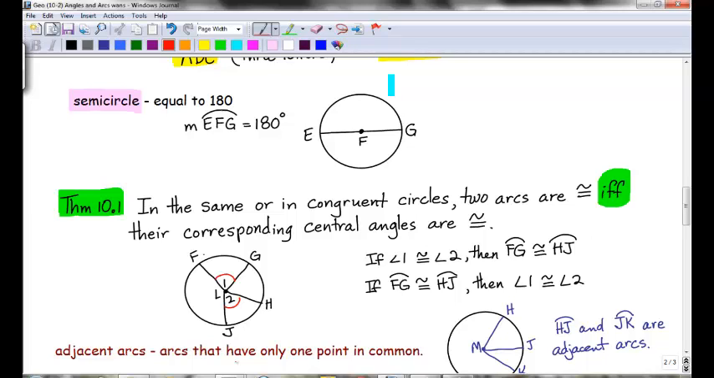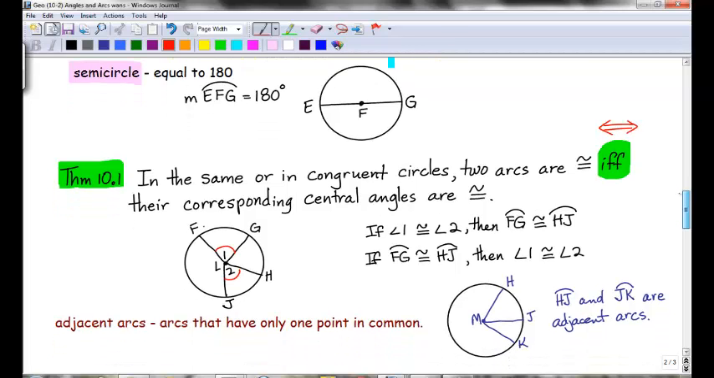It works both directions. Some teachers will do it like that. That means it goes both ways. So if arc FG is congruent to arc HJ, then angle 1 is congruent to angle 2. And you're going to use that when you're solving the problems.